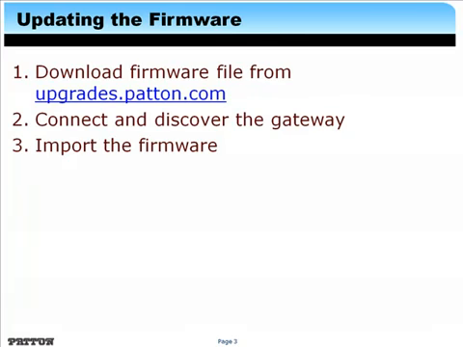So there are three easy steps. First, you download the firmware from upgrades.patent.com. This is free. Then you connect and discover the gateway, and you just import the firmware using the web interface. It's very simple, and let me show you how that works.